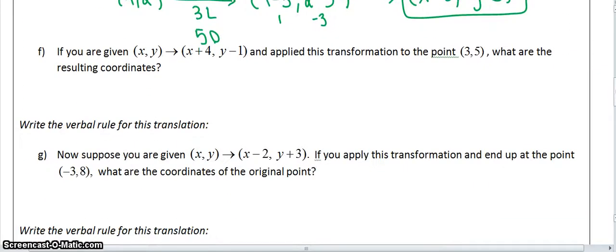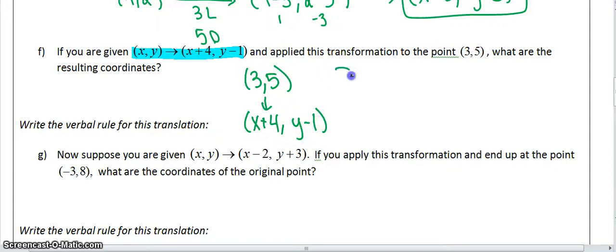Okay, this one's slightly different. It's giving you the mathematical rule, and it says find the coordinates of the point. Okay, so my original point is 3, 5. And to this point, I want to apply the rule x plus 4, y minus 1. This isn't too bad. All you really have to say is I'm taking my x-coordinate and I'm adding 4. If I add 4 to my x-coordinate, what do I get?